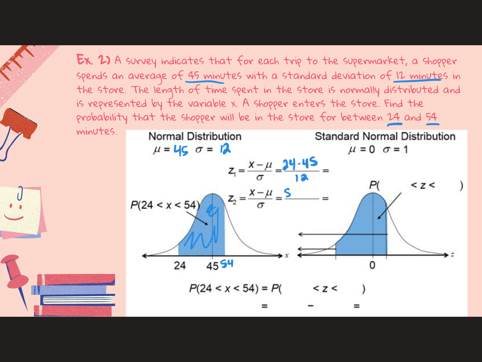And then 54 minus 45 over 12. That's going to give us z-scores of -1.75 and 0.75. So we will put those on our picture. And to our equation here, we want the probability that 24 is less than x is less than 54, or the probability that -1.75 is less than z is less than 0.75. So we want to go to our standard normal table and take our bigger area minus our smaller area to find that area in between.